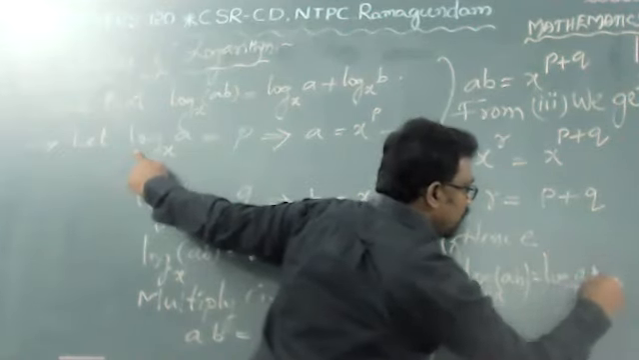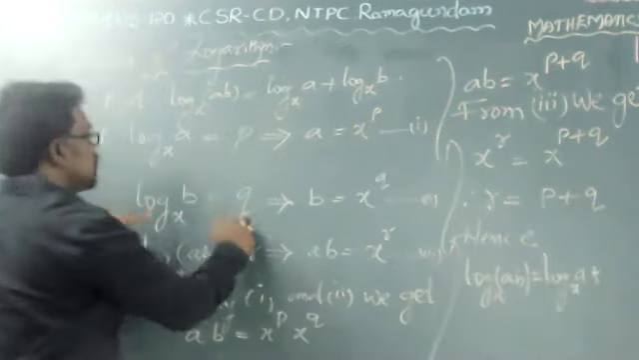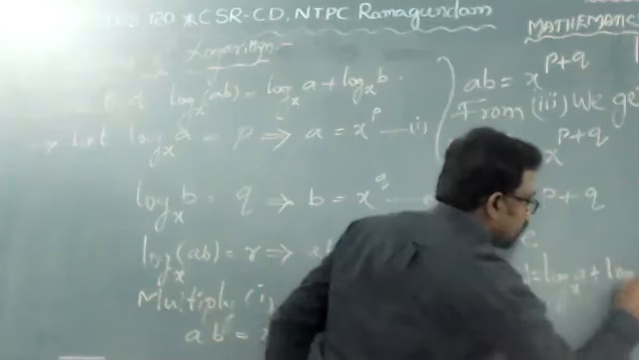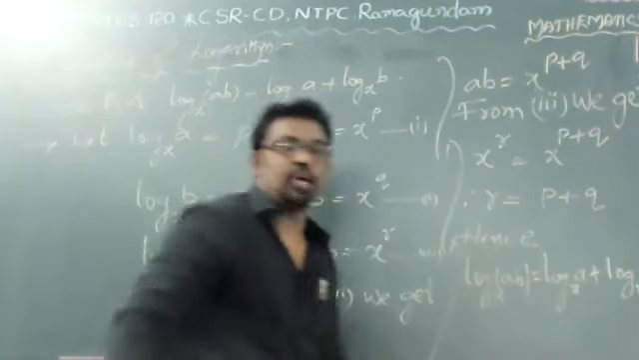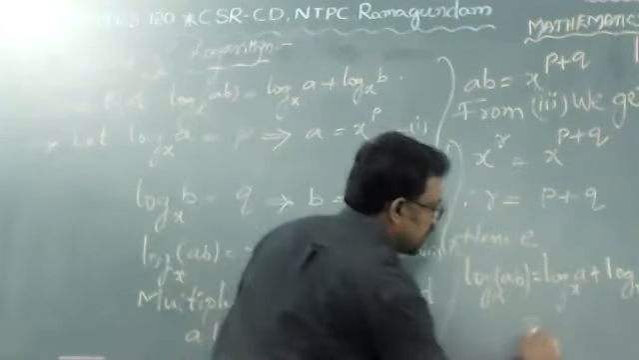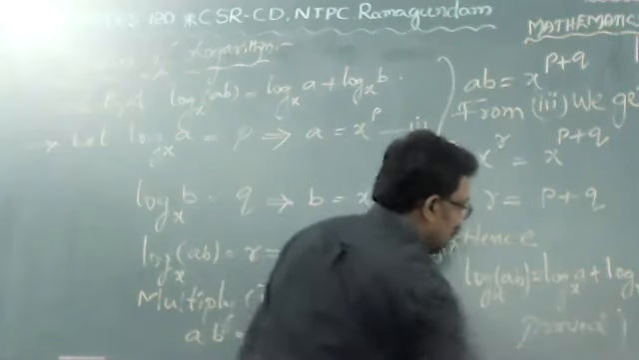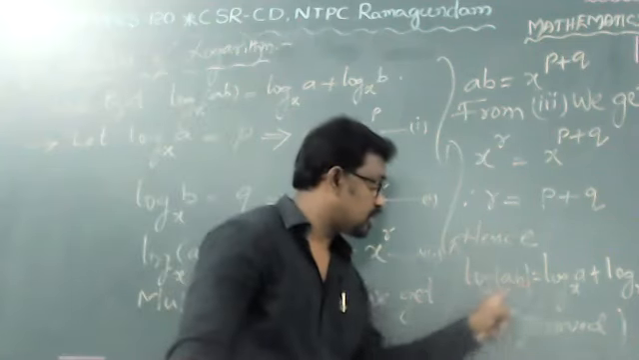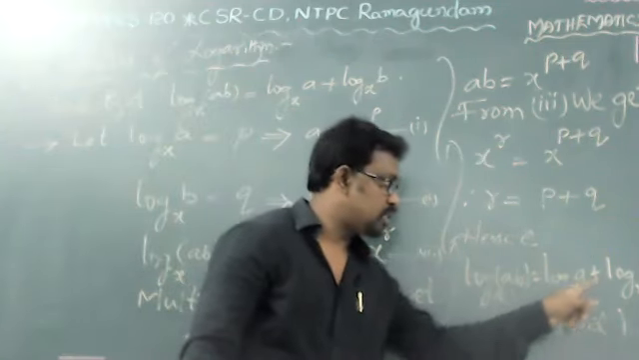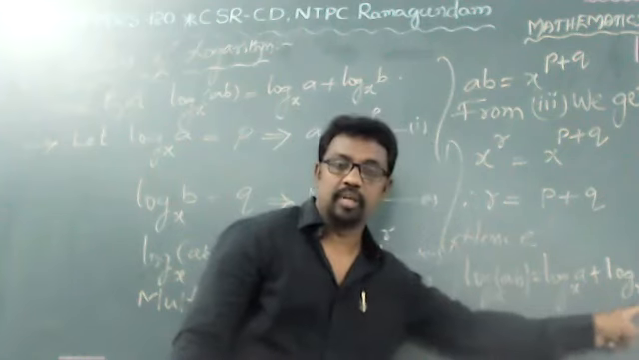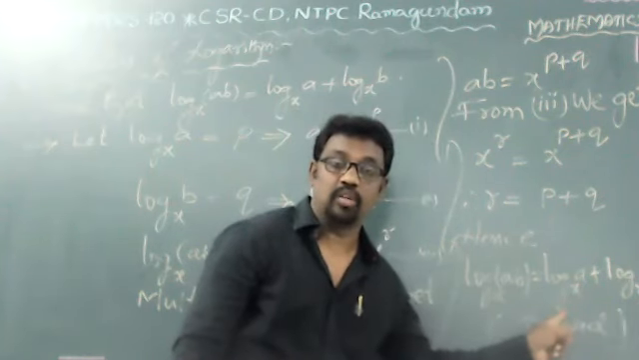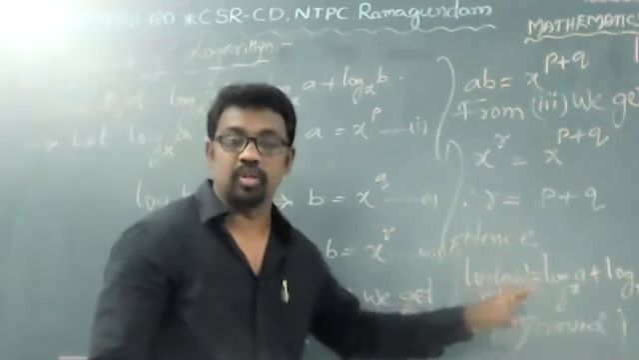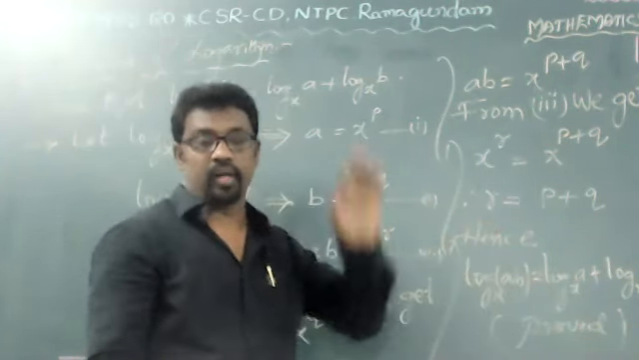Plus q, which is log b to the base x. And it is proved. Log ab to the base x is equal to log a to the base x plus log b to the base x. And this is the derivation of the product rule of logarithms.